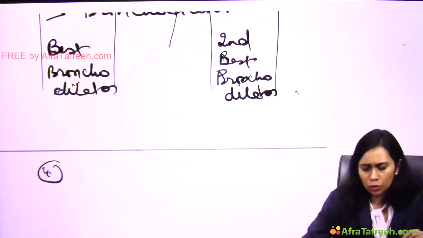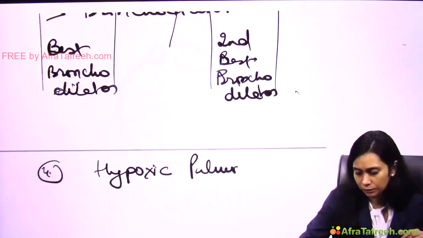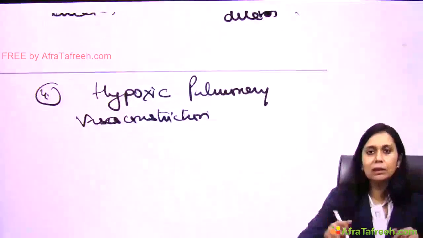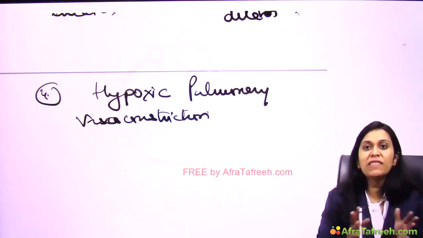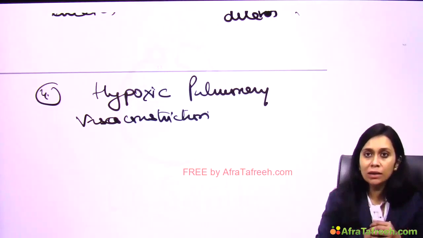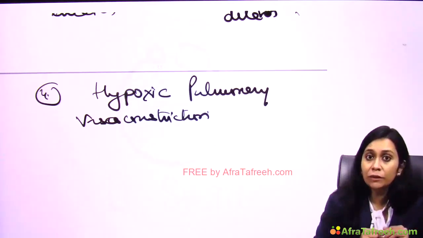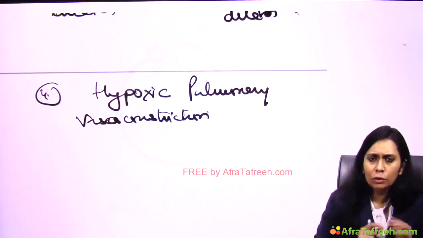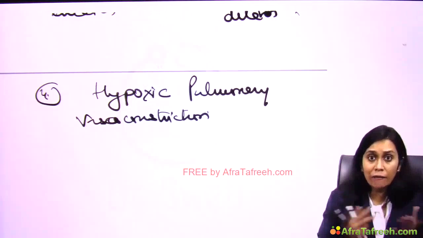Guys, I hope you know what is hypoxic pulmonary vasoconstriction. What do I mean by this? Whenever there is hypoxia in any organ, the surrounding blood vessels dilate. There is a vasodilatation. But the opposite happens in lung. In lung, for alveoli which are hypoxic, the surrounding pulmonary capillaries undergo vasoconstriction to minimize ventilation perfusion mismatch. Right? This is a good reflex operating in every normal lung.